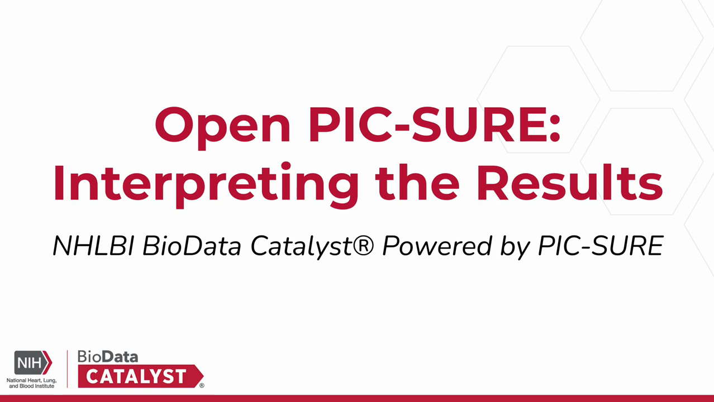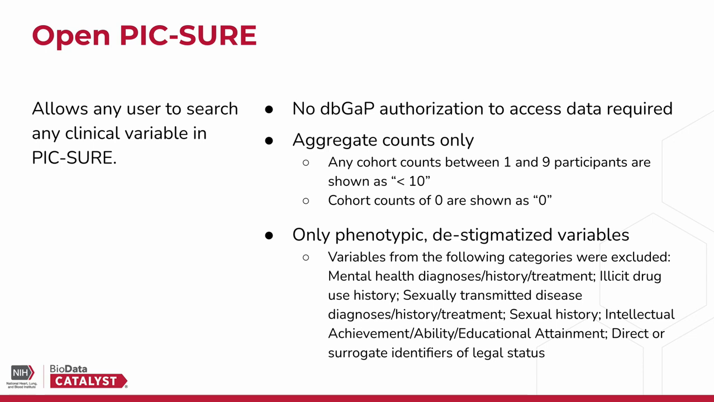In this video, we will cover NHLBI BioData Catalyst powered by PIC-SURE and review how to interpret the results of a query in Open PIC-SURE. Open PIC-SURE allows any user to search any clinical variable in PIC-SURE. There is no login required to access Open PIC-SURE. Additionally, there is no dbGaP authorization to access the data required, meaning that researchers with no login and no data access can use this to search variables of interest and perform feasibility studies to determine which data to request access to.